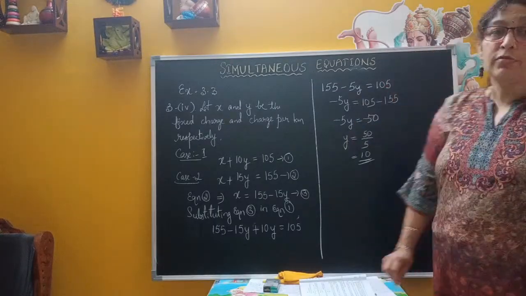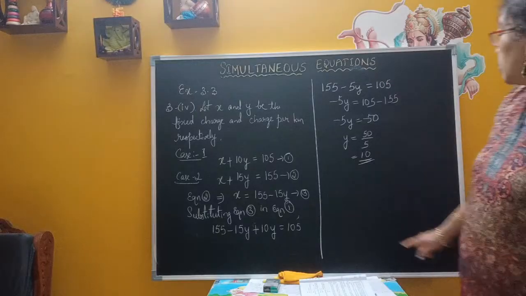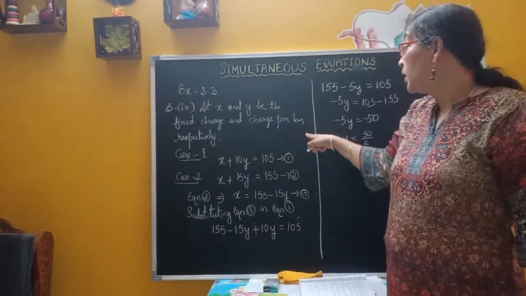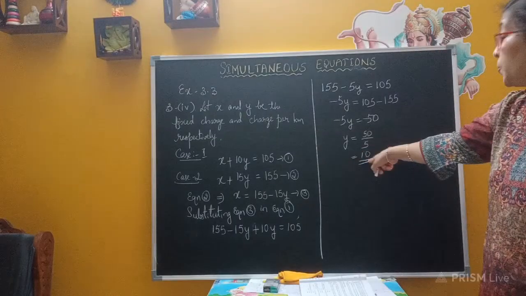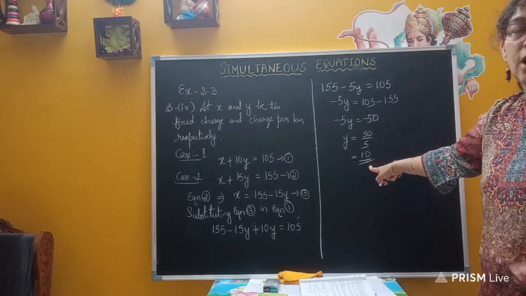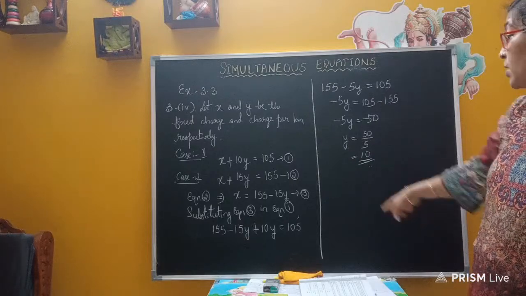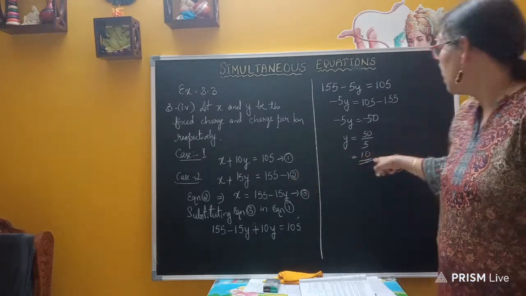5 tens are 50. So what is this y? Y is nothing but the charge per kilometer. For 1 kilometer the traveler has to pay 10 rupees. So y is equal to 10 rupees. Let us find the x value using this now.